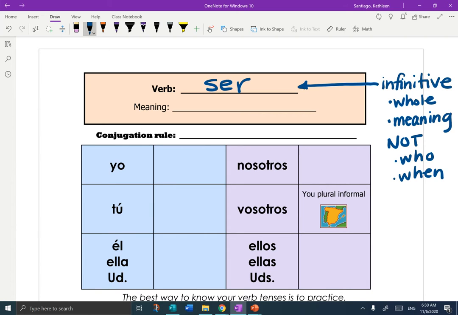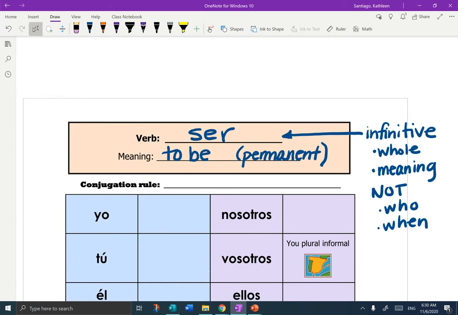So again, this is ser. Ser is the infinitive verb. What does it mean? Well, ser is the form of to be. We're going to say that it's a little bit more permanent, or at least long-lasting. We are going to learn that the reasons to use ser are actually this acronym.